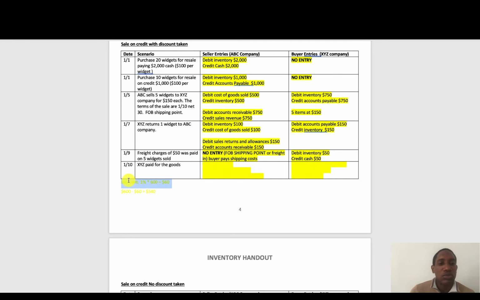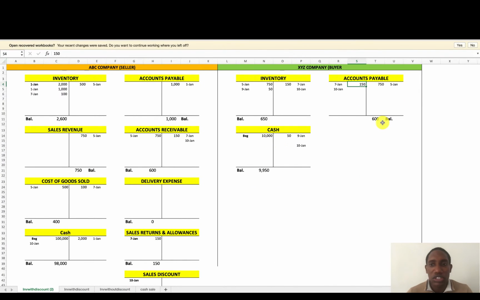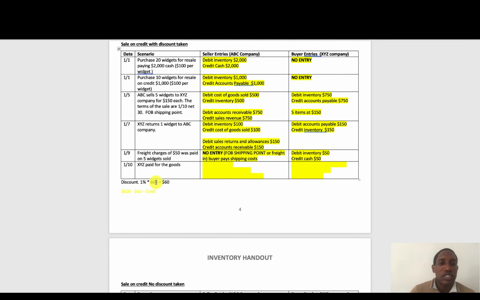So the first thing is, we need to figure out, well, how much money are we going to be saving by taking this discount? Well, the discount is 1%. There's a 1% discount if paid within 10 days. 1% of what? 1% of the outstanding balance, which in this case, according to our T account, is $600, right? Not $750, because we returned one item, so it's $600. So 1% of $600 is $60. So XYZ is going to save $60. ABC is giving XYZ a $60 discount.